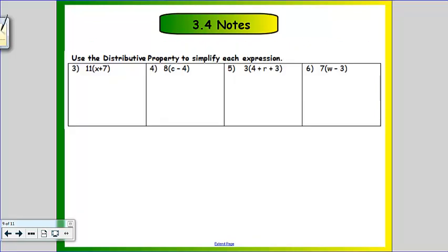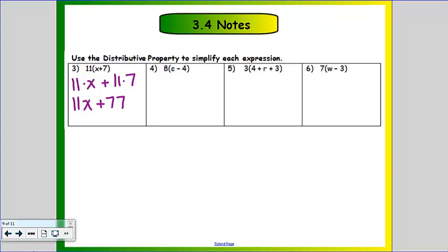Now let's take a look at some variable expressions. Number 3, we have 11 times the quantity x plus 7. So we are distributing or passing out the 11 to the x and the 7. So we have 11 times x plus 11 times 7. That gives us 11x plus 77 as our final expression.